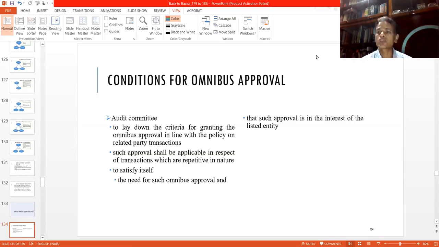Arm's length price किसको कहते हैं? Arm's length terms and arm's length price are two important things. How do we know the price is arm's length? There might be lots of things where there is nothing like a market price. Market में है ही नहीं वो चीज, तो market price कहाँ से होगी?